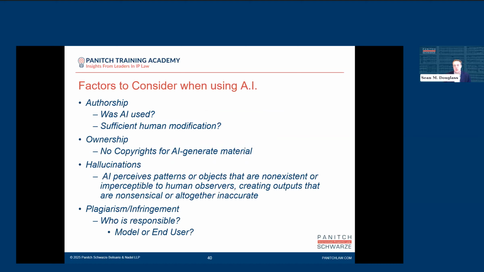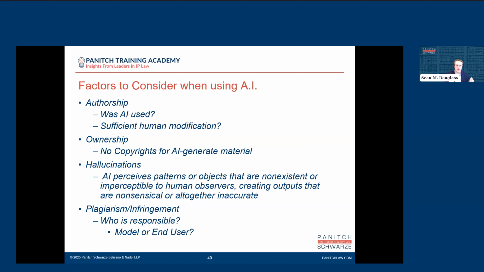So the factors to consider when using AI when you're thinking about copyrights are, again, authorship. Was AI used? If so, do I need to disclaim a portion of this? Did I do enough modification to be able to get copyright protection on certain portions of it? Ownership: no, they cannot get a copyright for AI generated material. For instance, everything that's being generated by ChatGPT is not owned by OpenAI. They do not get a copyright on that material. So ownership comes into play. And then again, is there enough human authorship, human modification to the output of those AI models?